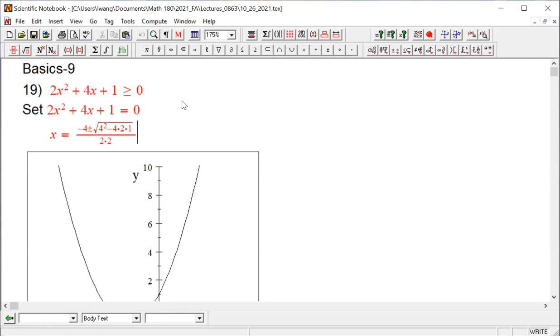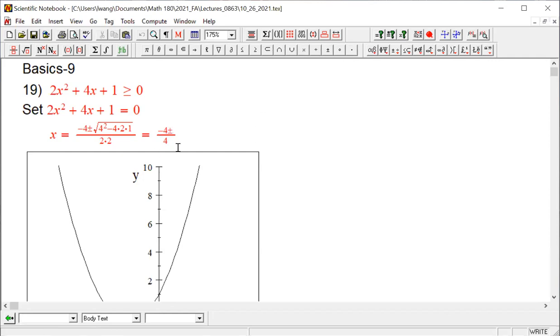And simplify. Okay, negative b plus or minus the root of b squared minus 4ac, over 2a. If you don't know the quadratic formula, hopefully you can make it up somewhere.